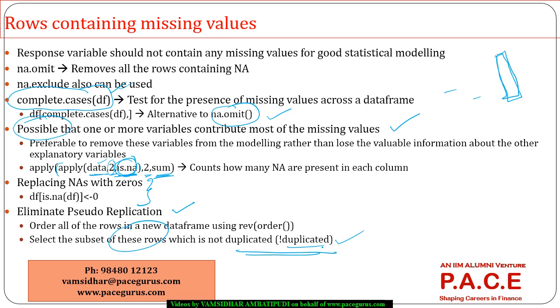Duplicated is the name of the function. I put a not before it. So initially I am sorting it and I am using the not in front of the duplicated function. So you have to just think through the logic. Different kinds of features are very much easily extractable from the data using some of these functions altogether.